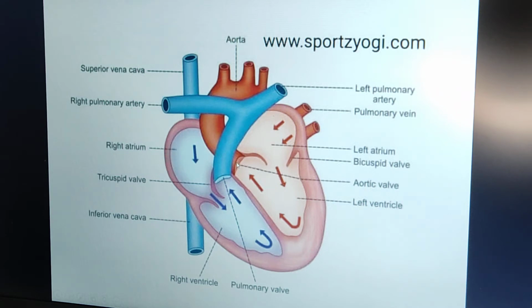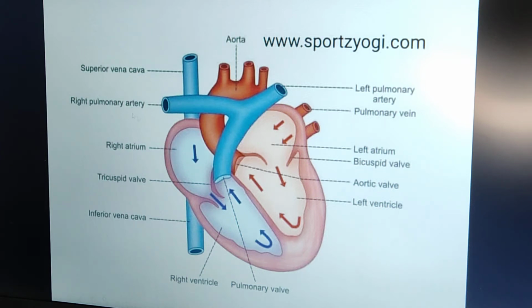And this aortic valve is present between the left ventricle and the aorta. This is the aorta. This is the arch of the aorta, and there are the ascending aorta and descending aorta. So the aortic valve is present between the left ventricle and the aorta. Totally 4 chambers and 4 valves, and 2 pumps also I told.